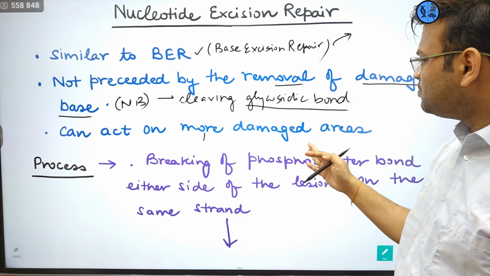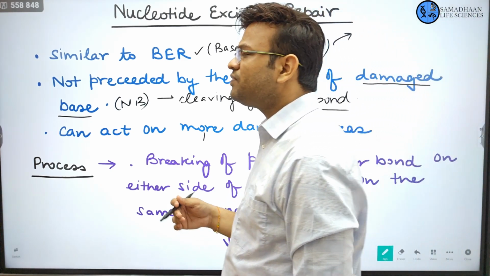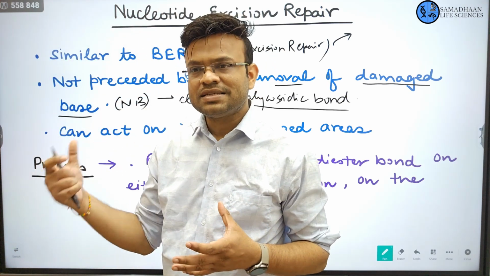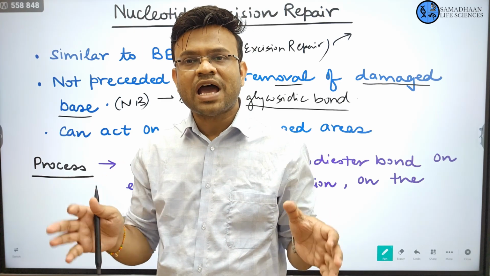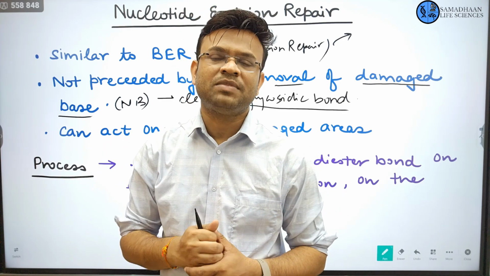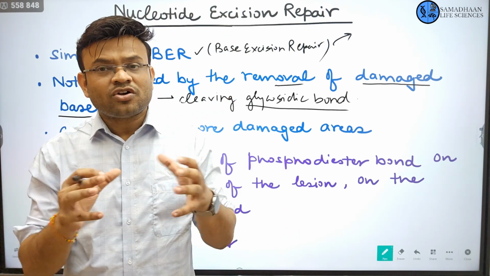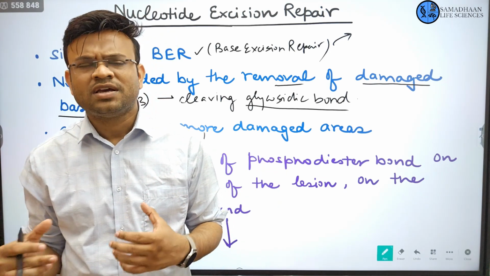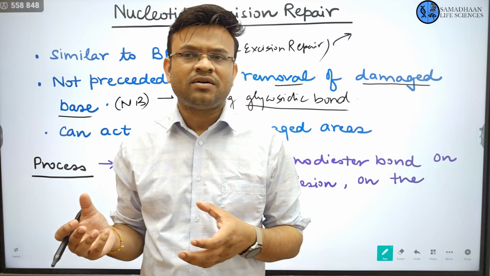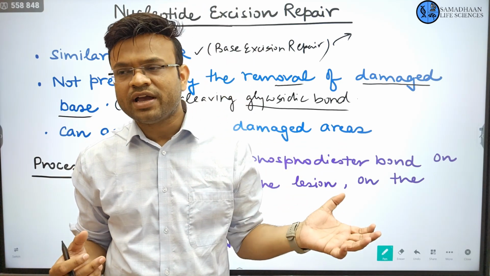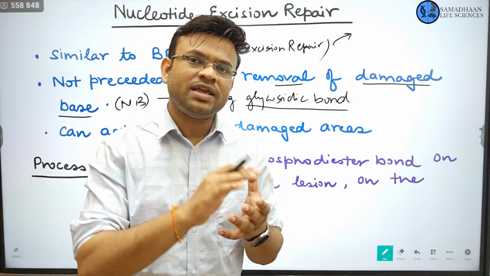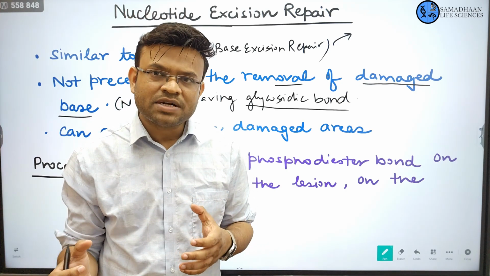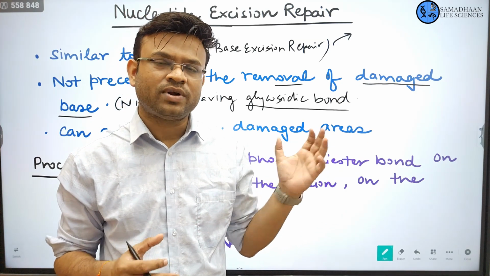Now it can act on more damaged areas. If I talk about nucleotide excision repair, it is used by the body where the intensity of the damage is very high, where a lot of damage is there. So in that case, nucleotide excision repair is used. Primarily, it is used when a chemical modifier or a chemical agent acts upon DNA and causes some problem in the DNA. Apart from that, pyrimidine dimers are also dealt with by nucleotide excision repair.